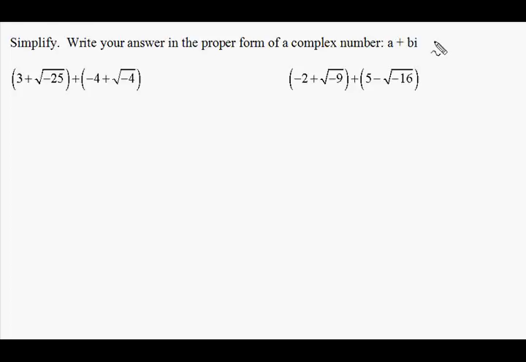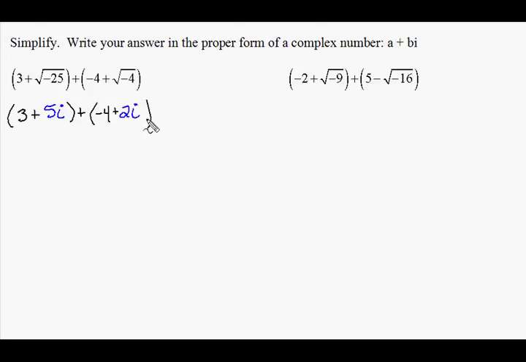Simplify. Write your answer in the proper form of a complex number, a plus bi. A is the real part, and b is the imaginary part. So when you're looking at an expression and you notice that there is a radical with a negative inside, you can clean this up to be an imaginary number, 5i. And the same thing happening here with the square root of -4. When we clean that up, we get 2i.